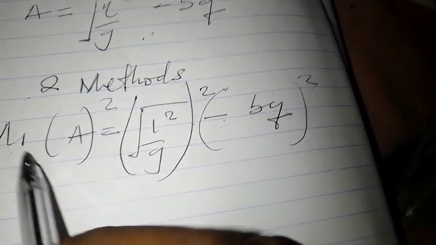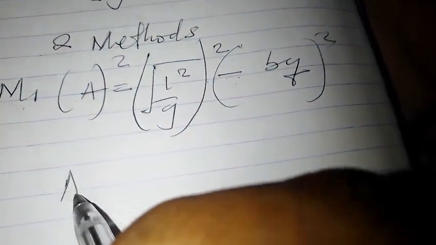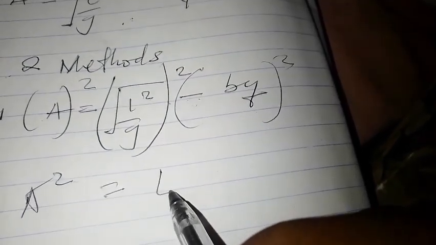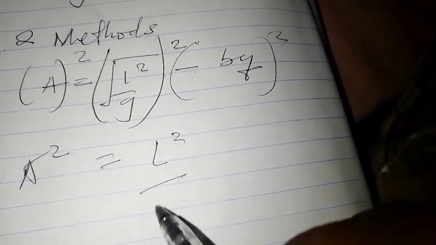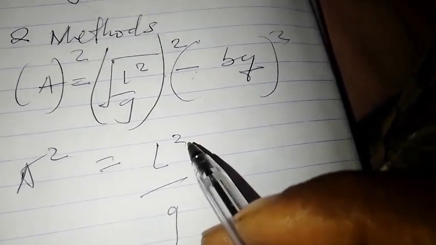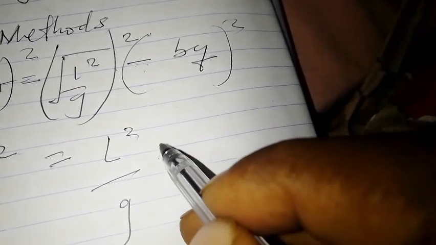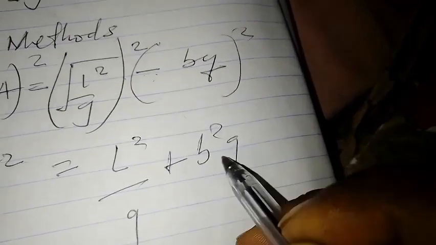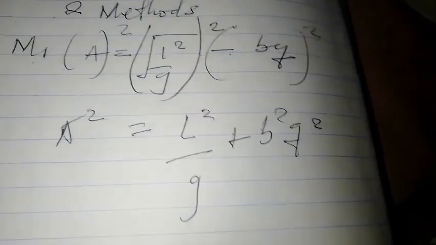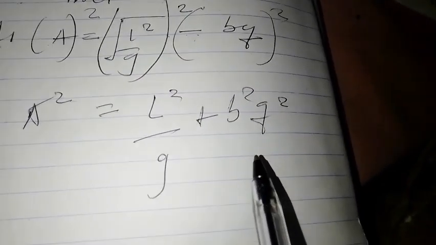There is no minus. So now we have A squared equals L squared over G plus B squared Q squared. So this is one method.